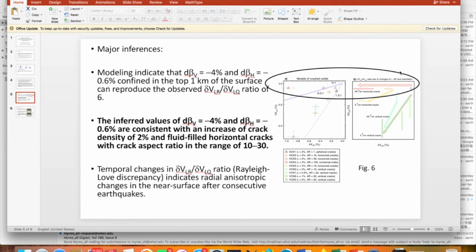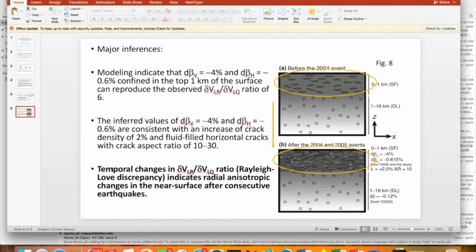As indicated by this diagram, increasing the crack aspect ratio can effectively enlarge the delta VLR to delta VLQ ratio. Temporal change in the delta VLR to delta VLQ ratio indicates radial anisotropy change in the near surface after consecutive earthquakes, as indicated by this diagram.